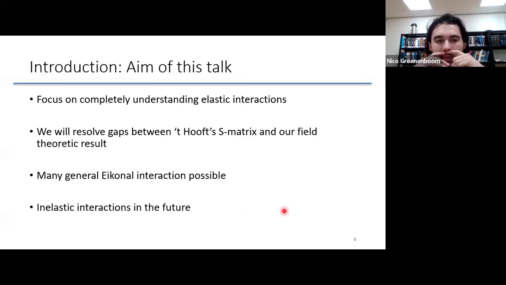So during this talk, we will focus on completely understanding the elastic interactions that we can construct in the theory. And in particular, we will solve gaps between 't Hooft's original S matrix and our intermediate field theoretic results that in the end had to be promoted to something more general. And to do so, we will calculate the most general Eikonal interaction possible, which is an Eikonal interaction between arbitrarily many particles. Then hopefully we can do the inelastic interactions in the near future.